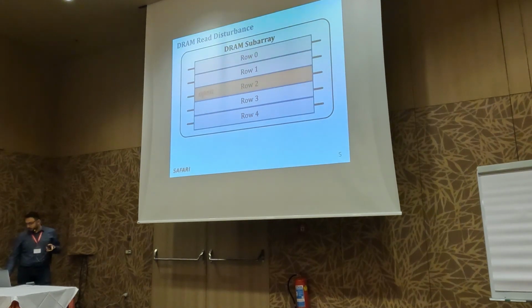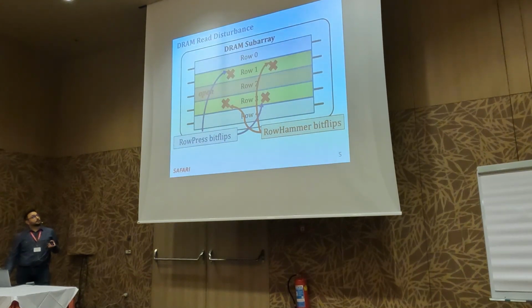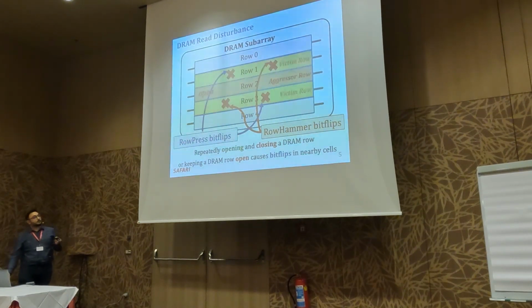If we open this row and then close it and do this many times, we see some bit flips in the nearby rows, breaking the memory isolation. These errors are called RowHammer bit flips. There's another mechanism that happens when you keep the row open for a very long time. It's called RowPress bit flips. It was also discovered earlier this year. As a result, repeatedly opening and closing a DRAM row, or keeping a row open long enough, causes bit flips in nearby cells.